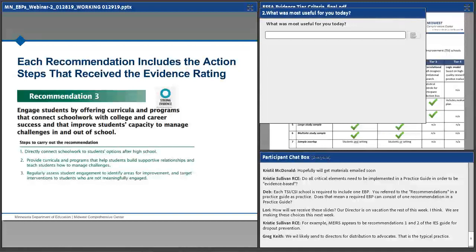So I've collapsed the steps here, but again, when you go into the practice guide, you'll find these steps noted for each recommendation, or the recommendation is the same thing as a practice in this case. And so yes, it's important that each of those recommendations or each of those steps are followed. Let me see what else we have. You referred to recommendations. Yes. That's tricky. The word recommendation is the same thing as practice when you go into the educator practice slides.